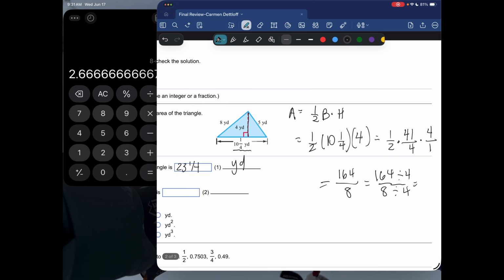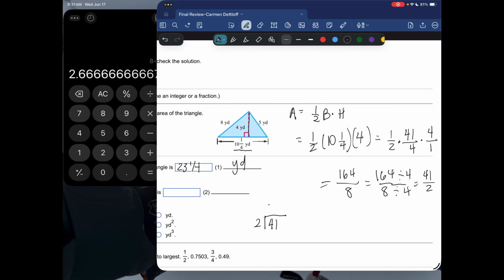And I get, let's see, 41 halves, okay? And then I need to make that into a number, right? 41 halves into either a whole number or a mixed number. It's not going to be a whole number. So I'm going to ask myself, how many times does 2 go into 41? Let's see, it goes in 20 times, and then 1 comes down, and it goes in 0 times. So I have 20, remainder 1. So I'm going to have 20 1/2, because that 1 stays over 2. So 20 1/2 is my area, and my units for area are yards times yards. So that gives me yards squared.